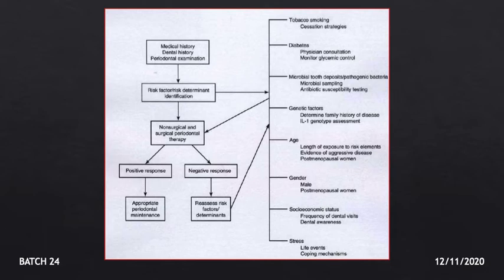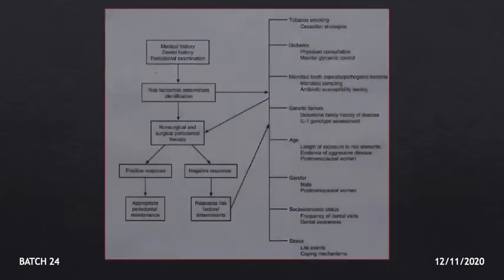If the response to the phase 1 therapy is negative, then you have to go back and reassess the risk. You have to do the risk assessment again to evaluate what went wrong, and your prognosis changes. Then you go into non-surgical periodontal therapy again and review whether it responded. If it responds, put the patient under maintenance. If it doesn't, re-evaluate the risk factors. So this is how you are going to assess the risk factors.